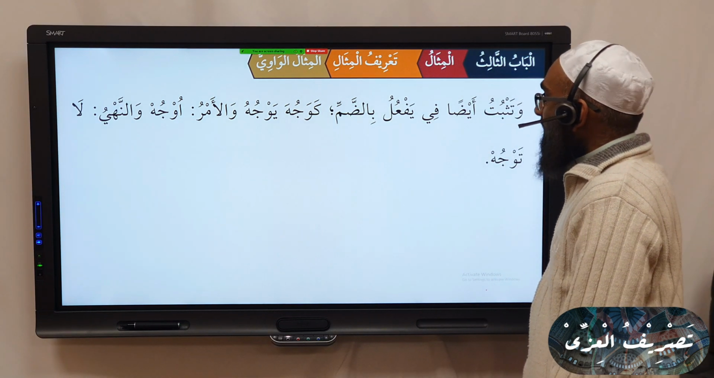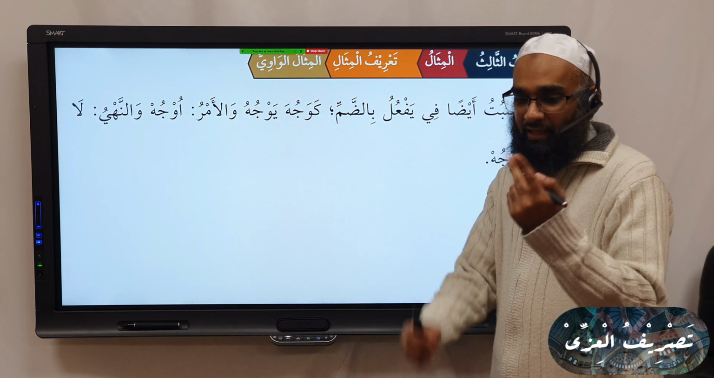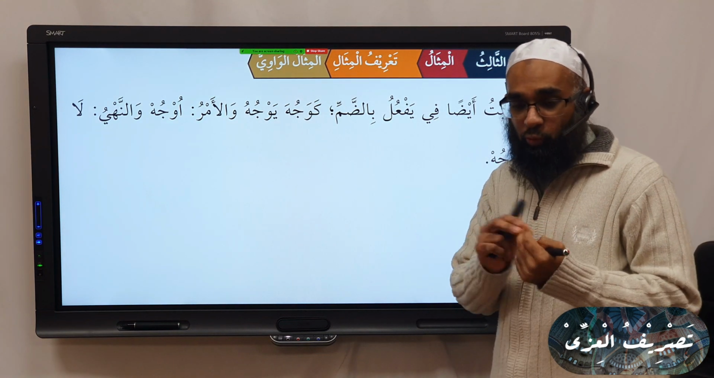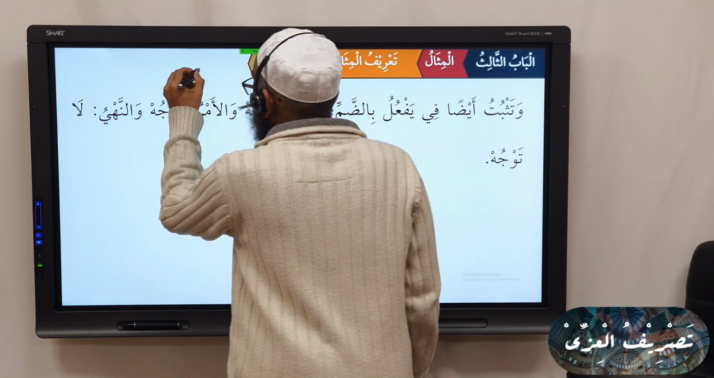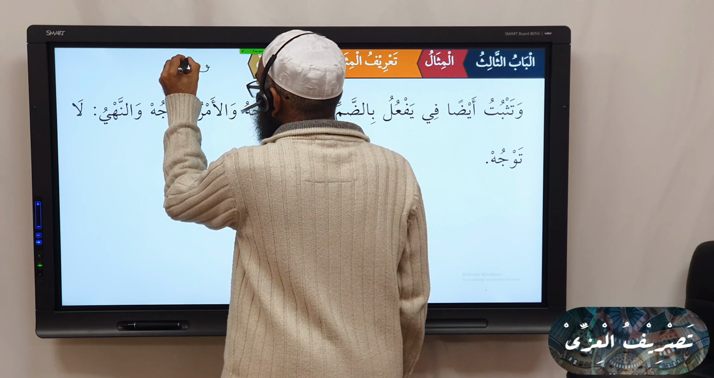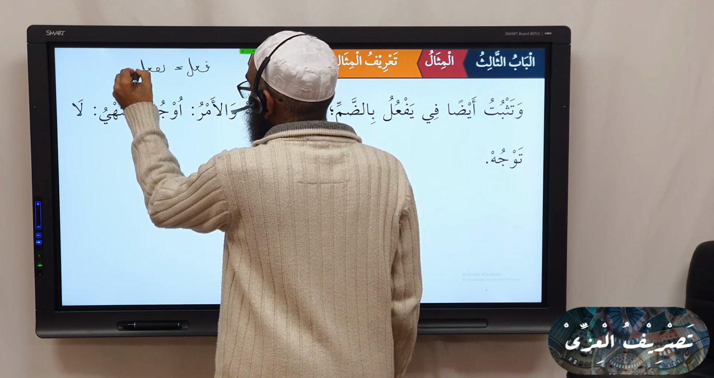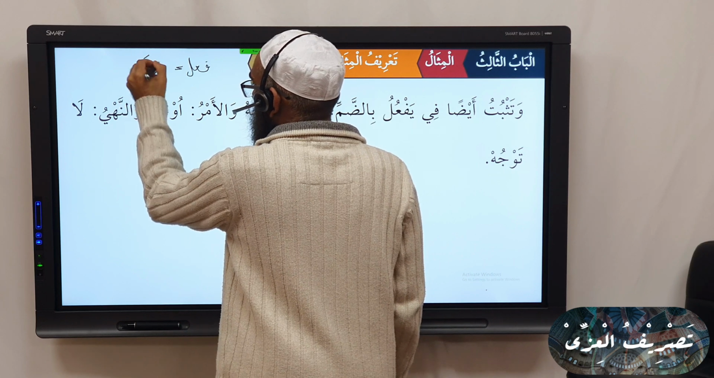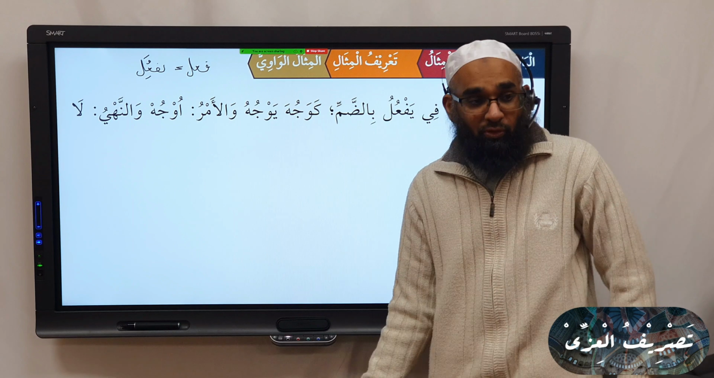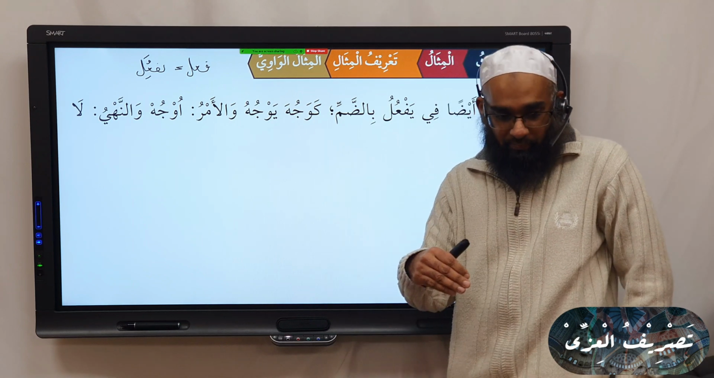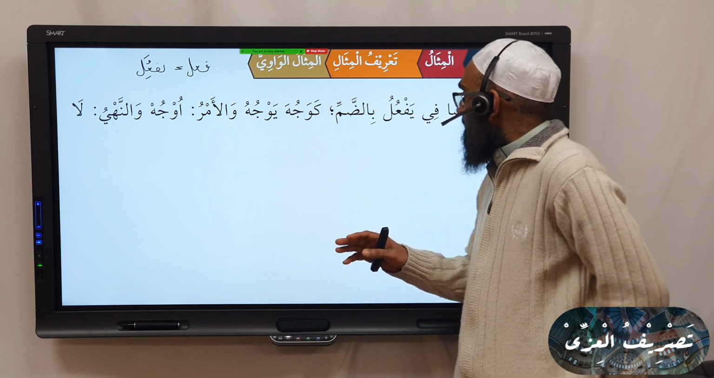وتثبت أيضا في يفعل بالضم. So for example, the مضارع has three possibilities: either مكسور العين, مفتوح العين, or مضموم العين. You have here فعل, and the مضارع can either be يفعل, يفعل or يفعل. If in مثال واوي it is مكسور العين in the مضارع, then it drops. If it's مفتوح العين or مضموم العين, it remains in place.